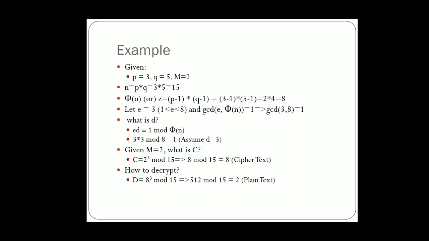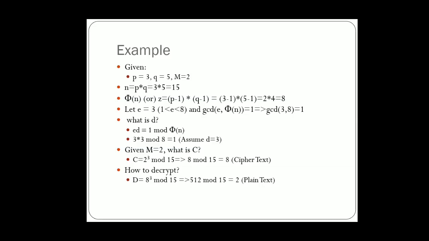3 into 3 mod 8, that is the value is absolutely 1. So the condition is satisfied. So we will take d as 3. In the next encryption process, we have to encrypt the message M by using the formula C equal to M to the power e mod n. We have this e value as 3 and the message is 2. So C equal to 2 power 3 mod 15. We obtain the value 8.